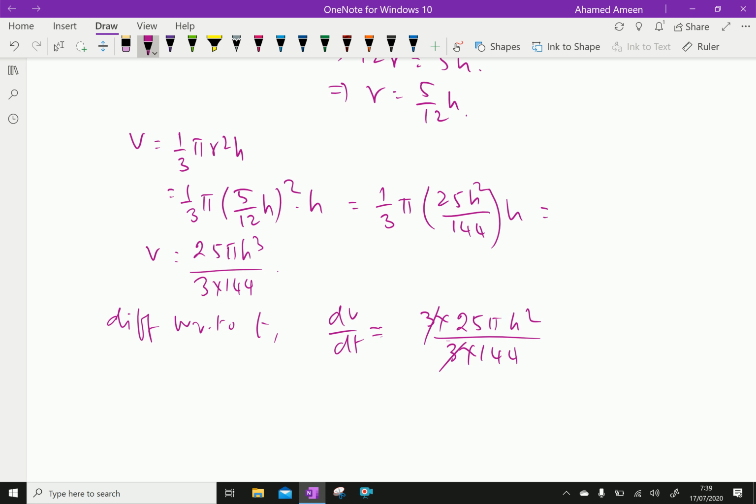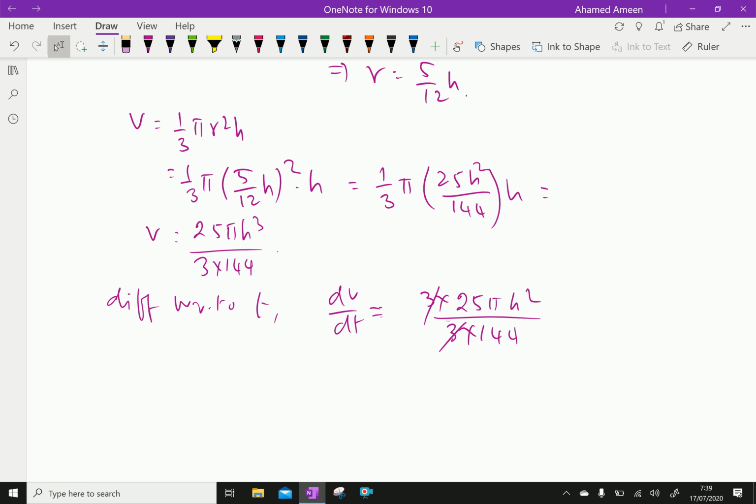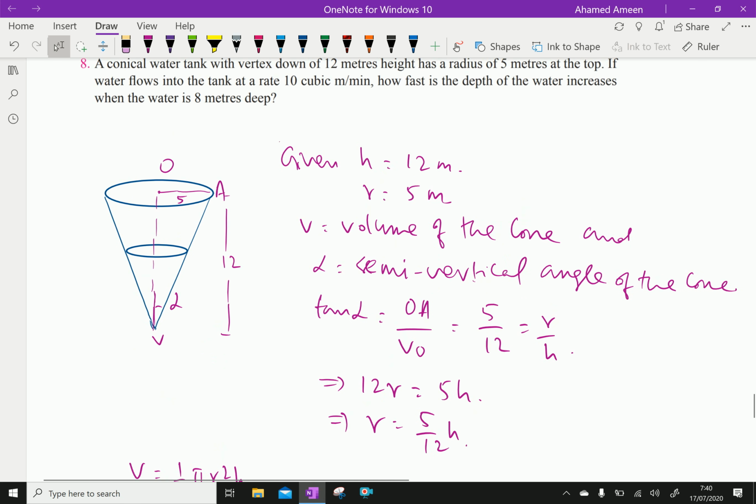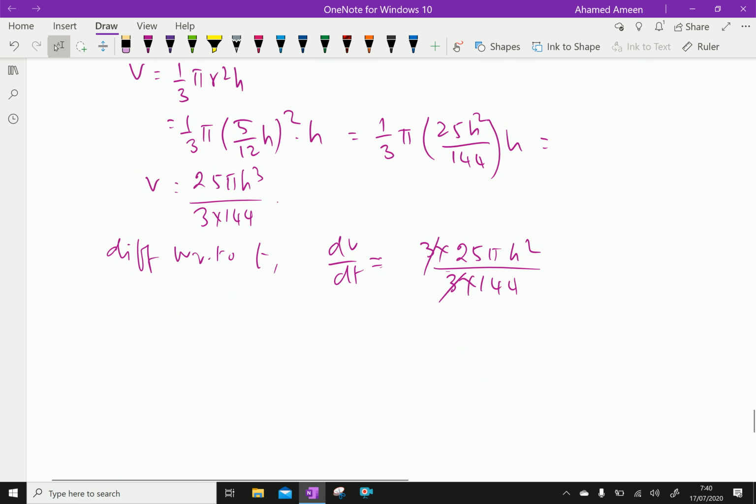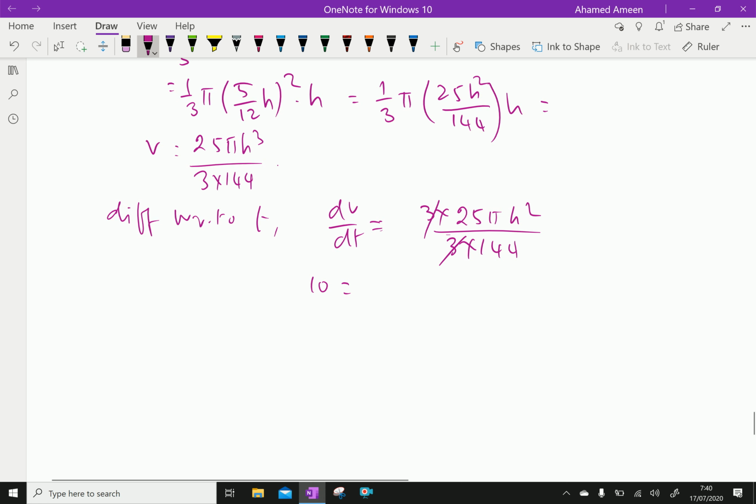Now the condition is that water flows into the tank at the rate of 10 cubic meter per minute, that is dV by dt equals 10, given as 25 pi h squared over 144. Because V is in terms of h but we have to differentiate with respect to t, we multiply into dh by dt.